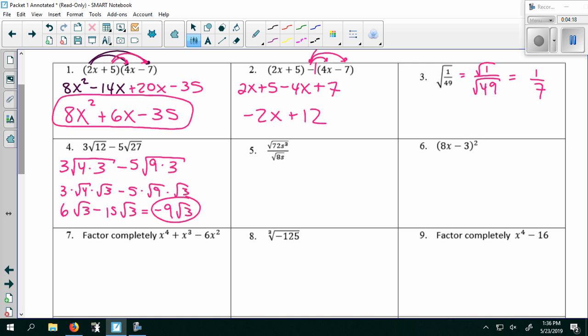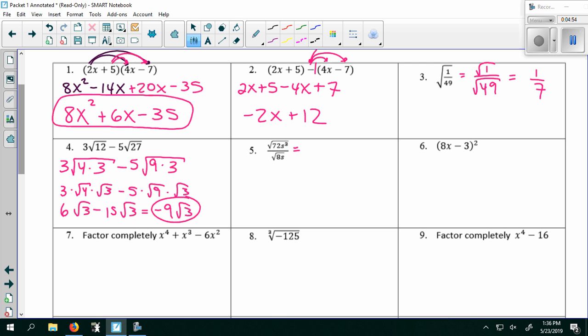Number 5. If 72 is not a perfect square itself, I want to check and see if it has any perfect square factors. So I would check 1, 4, 9. 9 goes into 72, but I'm going to keep checking. I want to find the biggest one possible. 16, 25, 36. 36 is a perfect square. It's 6 squared, and it goes into 72 twice.